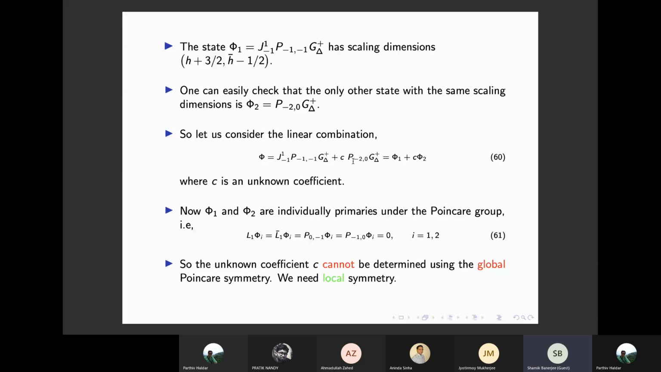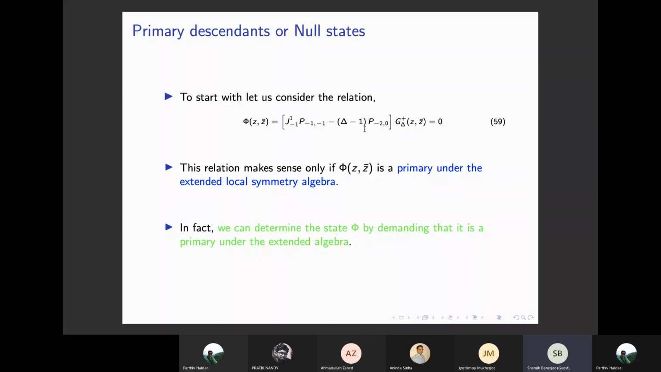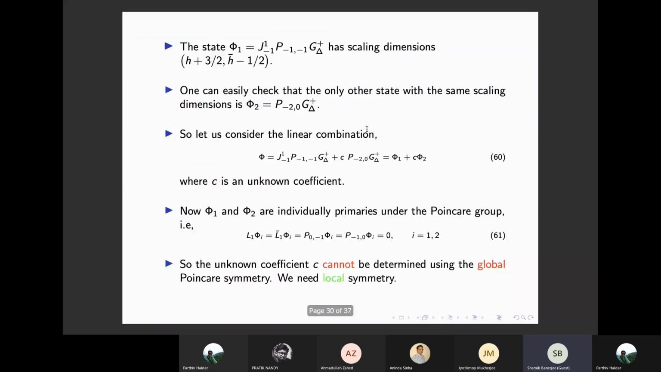Okay, so now let's consider the linear combination of this form, which is phi equal to this state phi 1, and then I multiply phi2 by some unknown number which I call C, and the role of the symmetry algebra is to give me this C. Now I know that this C must be minus delta minus 1, but we will see that one can also get this C using the extended algebra.